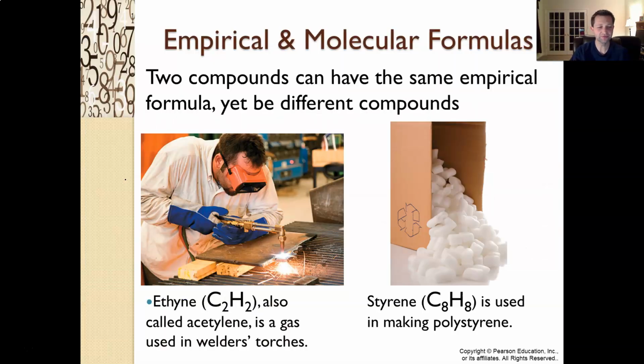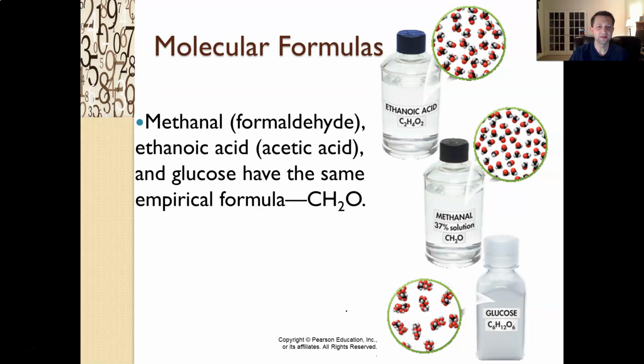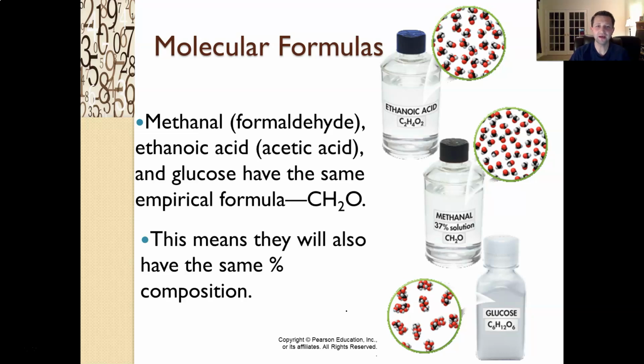A couple other examples, really neat. Ethyne is C2H2. It's called acetylene gas as well. It's used in welding. Styrene, C8H8, is those little styrofoam packing peanuts. Same empirical formula. Empirical formula is CH and CH. Two different substances. Same thing with the one I just talked about. So you go from methanol all the way up through glucose. It's the same empirical formula, CH2O, but different molecular formulas and different items, which is pretty cool.